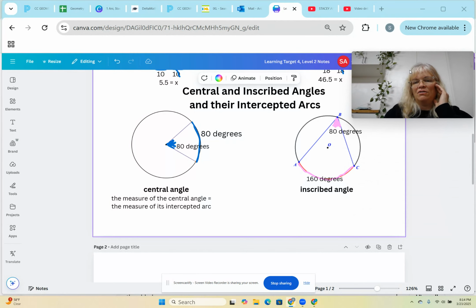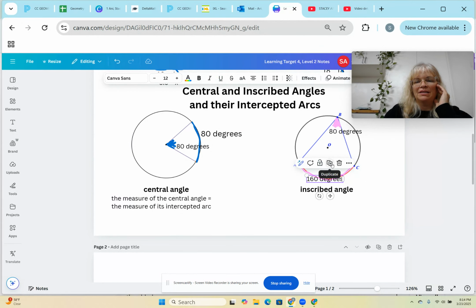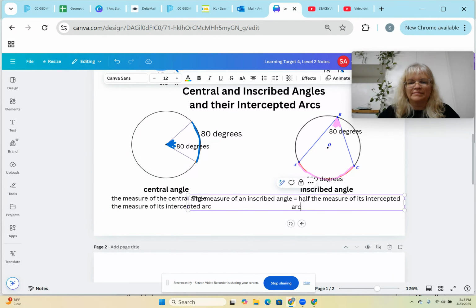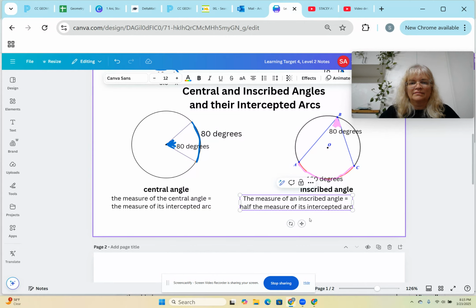So how can we explain this? Let's think about this. I'm going to say it like this. The measure of an inscribed angle equals half the measure of its intercepted arc. Something like that.